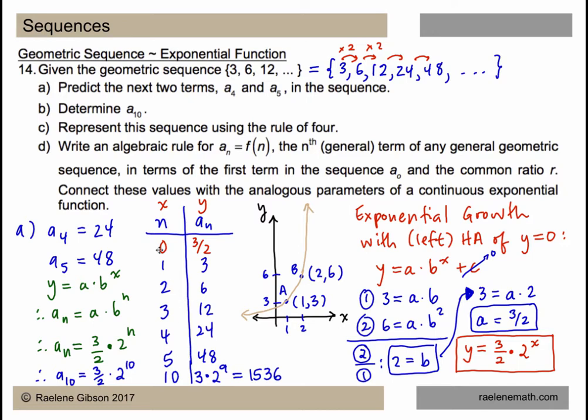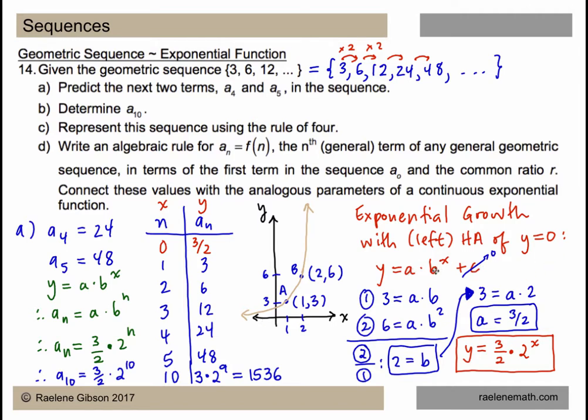When we do that, we can represent more than just the 1, 2 integer values, and we can make a continuous function. We realize that this is going to become exponential growth because we have a repeated base, and so we have a base raised to a variable exponent, and so we are going to start off with the model y equals a times b to the x plus c. But it's pretty likely that we are going to take a left-end horizontal asymptote of y equal to 0 on the x-axis and choose c equal to 0.